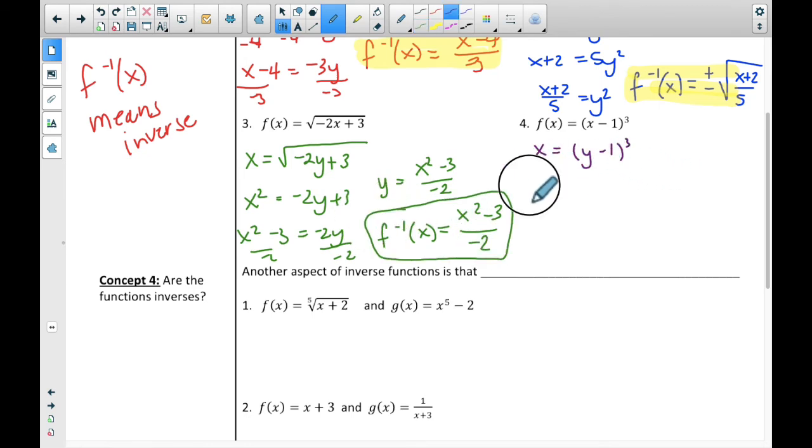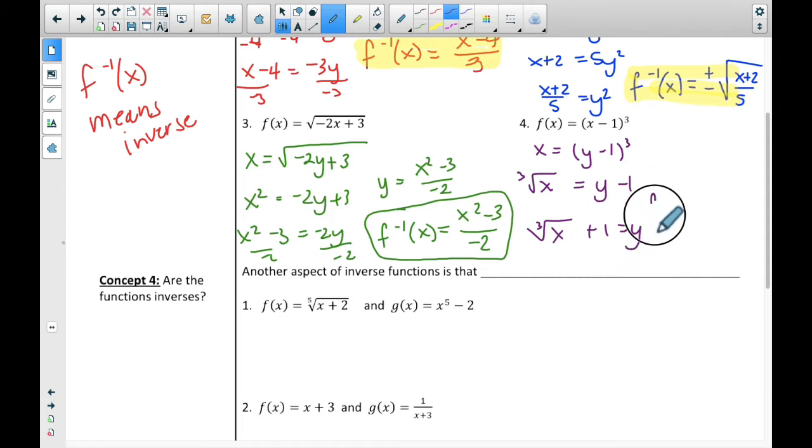I'm going to take the cube root on both sides. Then I'm going to add 1. And when I add my 1, it does not get added inside the cube root. It's added outside of it, so just be aware of that. So my inverse function, my inverse of x, is the cube root of x plus 1.